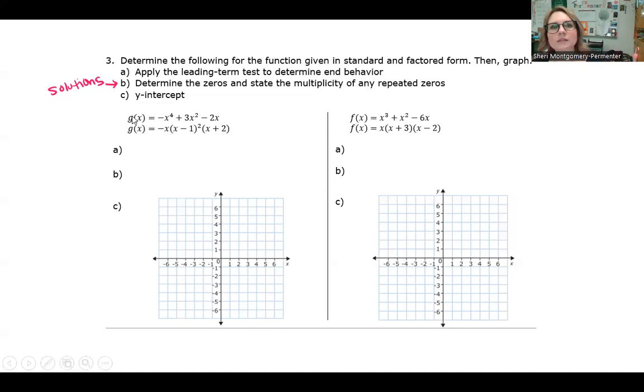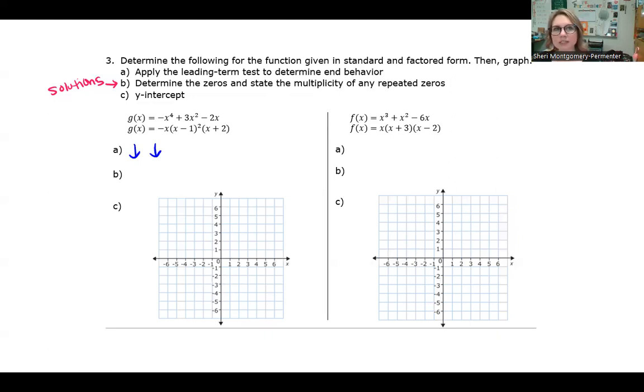So for this one, let's look at how those arrows are going to draw. It says negative function. So my right arrow is going to be down, and then it's even. So they're the same. So both arrows are going to point down. That will help us.